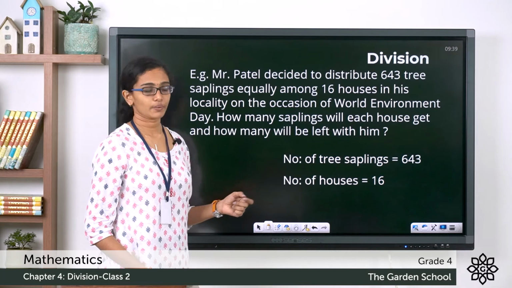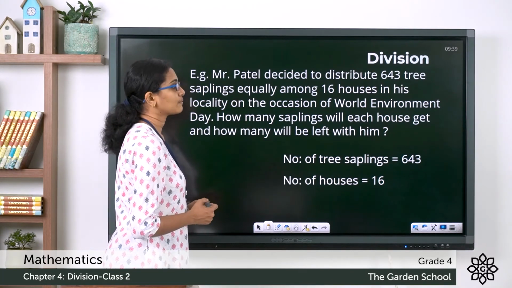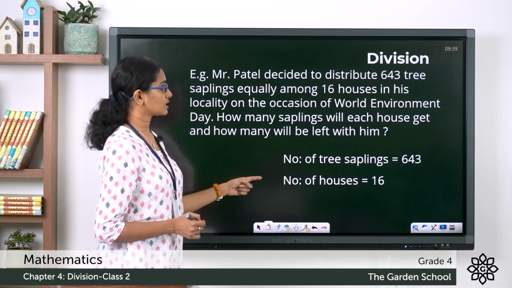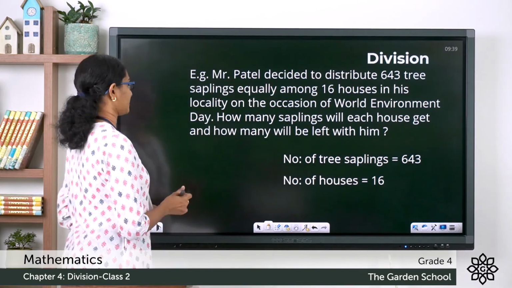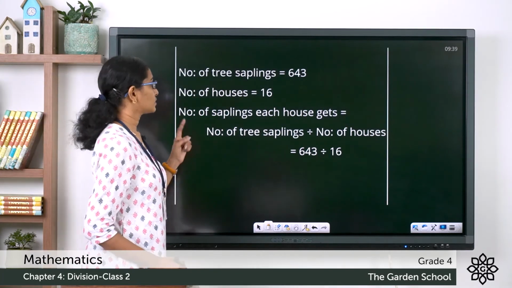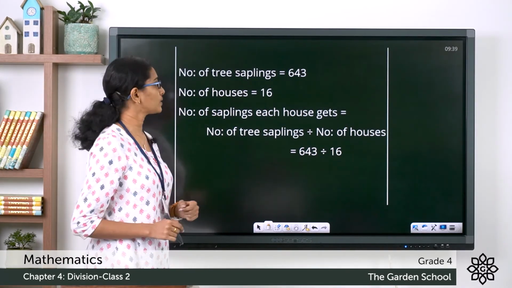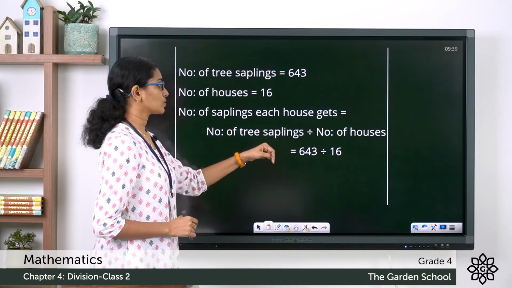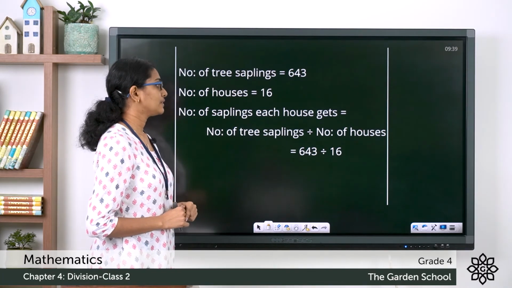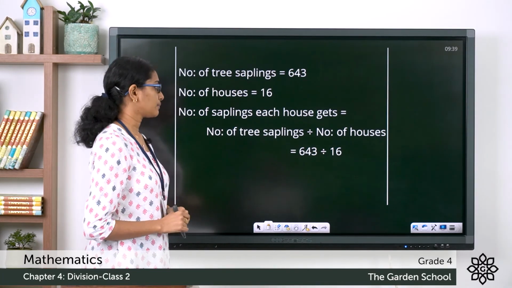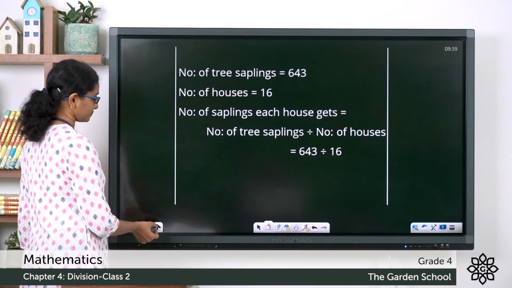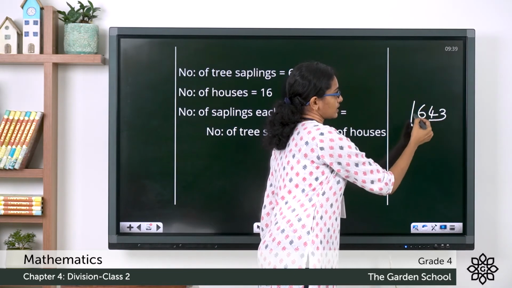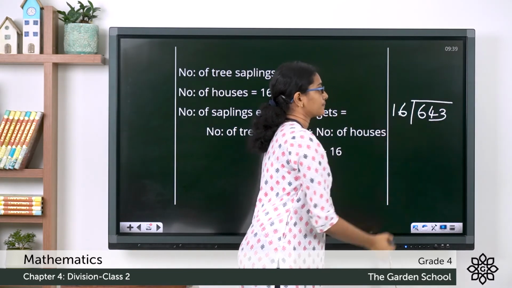From the data given in the question, we know the number of tree saplings is equal to 643 and how many houses? The number of houses is equal to 16 and the number of saplings each house will get will be equal to the number of tree saplings divided by the number of houses. So substituting the numbers will give you 643 divided by 16. Let's do this division. You have the working column at the right side of your notebook. So 643 divided by 16.